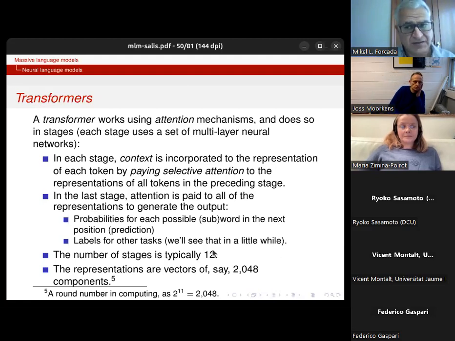And in these 12 stages, you have the representations of all of the words in the block. So you have 2048 words, and each one of them has a representation of 2048 components. So they're very, very large representations. In each stage, you generate a new set of representations, which has improved the context. At the end of it, you can just use this to predict the probability, as I showed you before, or you could get labels for other tasks, as I will show you in a little while.